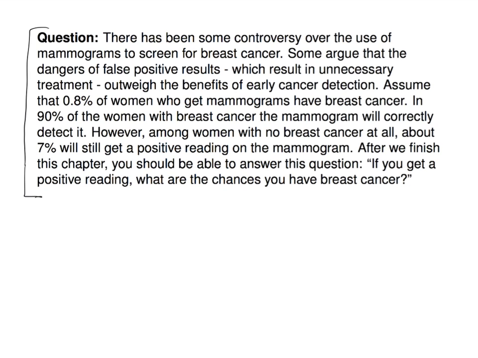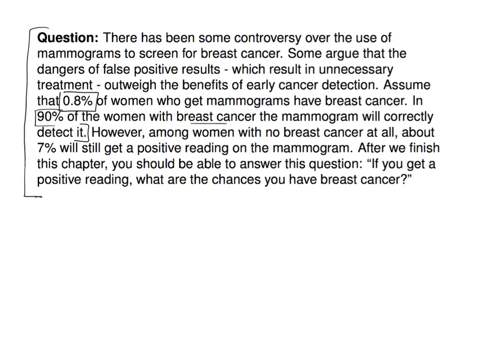Some argue that the danger of these false positives, which usually result in unnecessary treatment, outweighs the benefits of early detection. So we assume that only 0.8% of women who get mammograms actually have cancer, and in 90% of the women with breast cancer, the mammogram is going to find it correctly. So how many people that have breast cancer is it not going to find? 10%. 10% of people are going to have cancer and it's not going to find it.